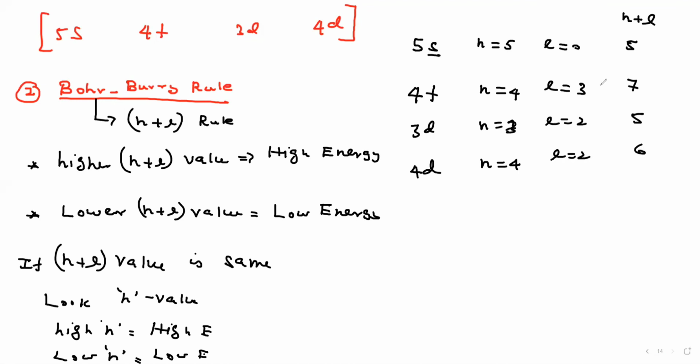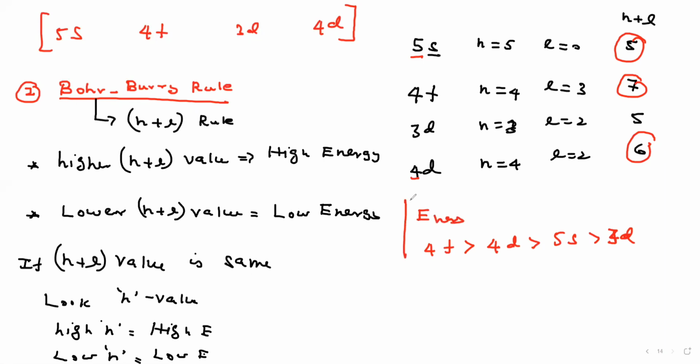Now what is the highest energy level? 4f, right? 4f is the highest energy level with 7. Then 6, 4d is the next higher energy. Then this one, 5s, and this 3d also has 5, the same n plus l value. Look, the n value is 5 for one and 3 for the other. Which is higher? 5. Therefore 3d comes first and then 5s. This way I find the energy of the given orbitals using the Bohr-Bury rule. It's very important from our exam point of view.